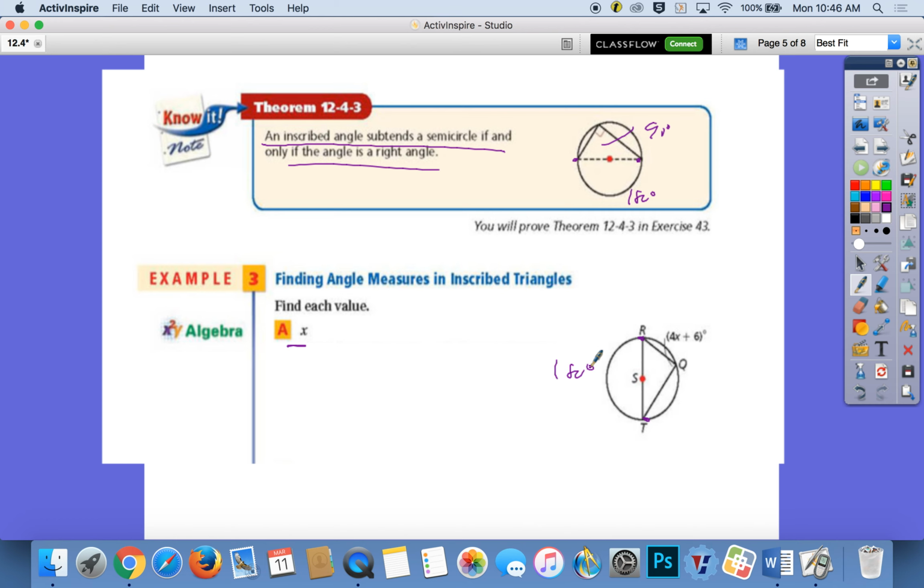That means this is 180 degrees, which means this is going to be a right angle, which is 90 degrees. So this angle measure equals what? 90 degrees. So just pulling in a couple of those layers to solve this problem. All right, there's your equation right there. Solve for x and you get x equals 21.